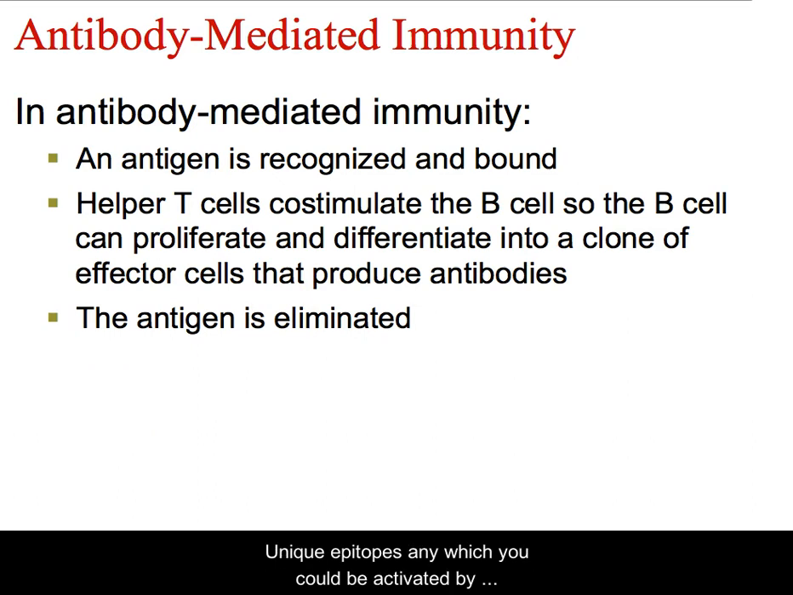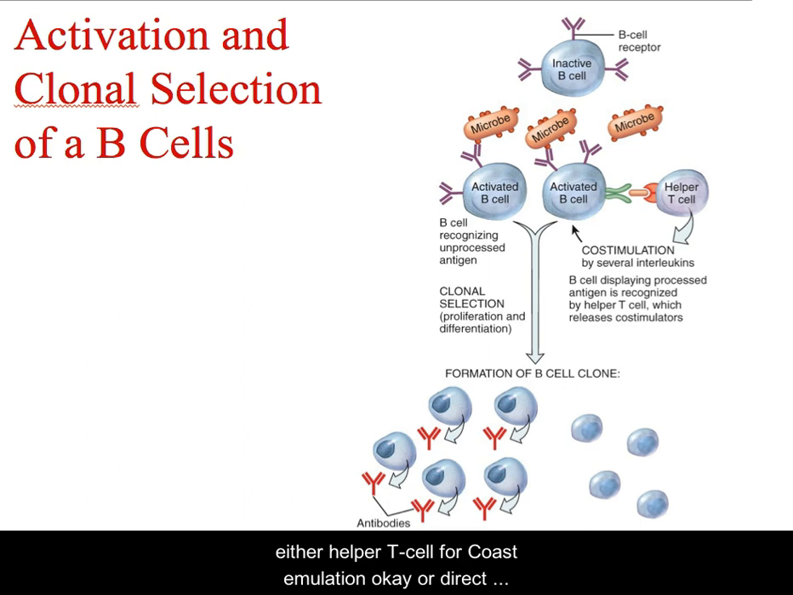Once you understand that, what I can do is say, well, if this is the case, what Mother Nature does is she has inactive B cells that have receptors on the surface of their cells. They're looking for unique epitopes, any of which could be activated by either a helper T cell for co-stimulation, okay, or direct binding to an antigen. Here, take a look at that microbe. They undergo proliferation and differentiation.